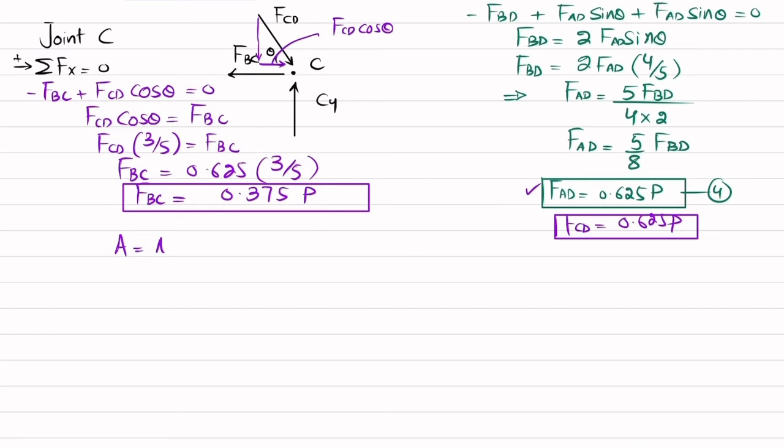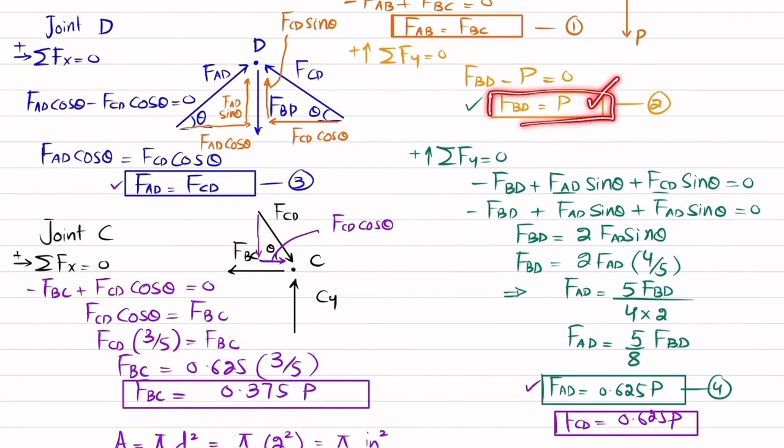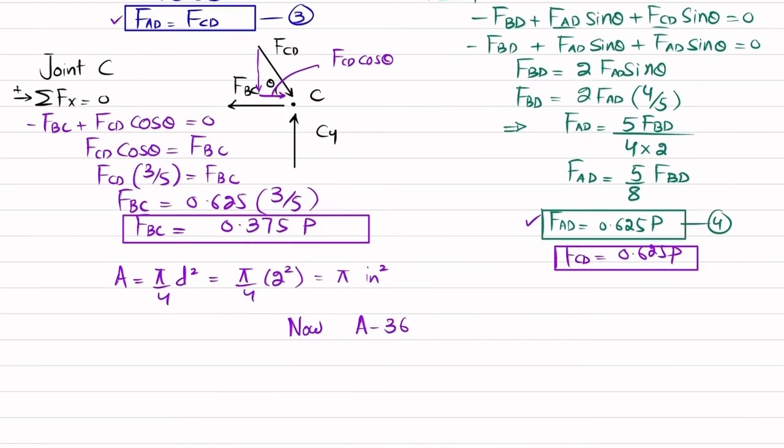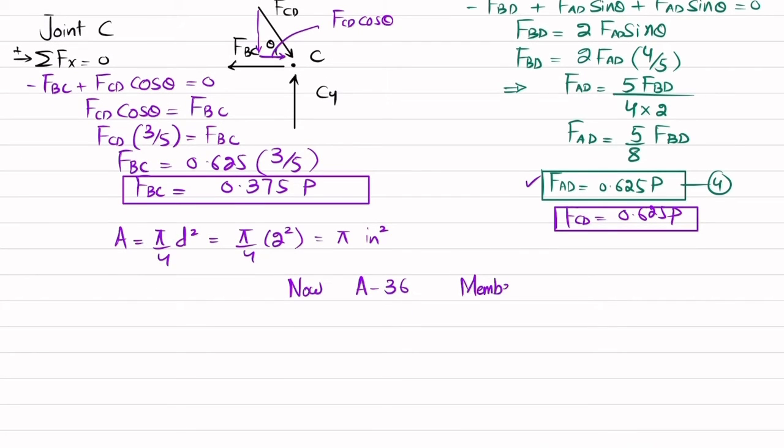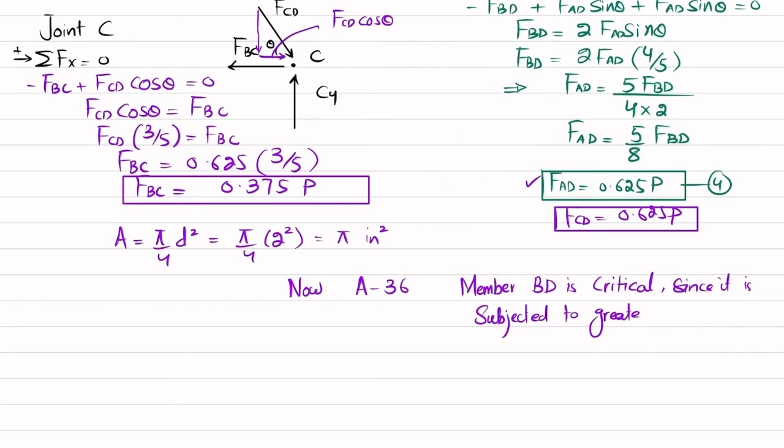The area is equal to pi by 4 d square. Since d is the same for all, which is 2 inch, pi by 4 times 2 square gives you pi, and the area will be pi, with the unit square inch. Now we are given that it is made of A36 steel, and you can see the largest load in this member is P, which is FBD. All the rest of the forces are multiples of P, less than 1. So the maximum load will be taken by member BD. I will write that member BD is critical, since it is subjected to the greatest, or largest, normal force, and that normal force is P.